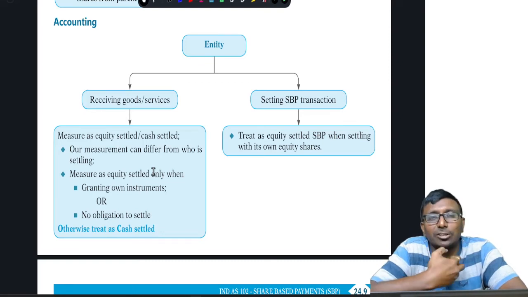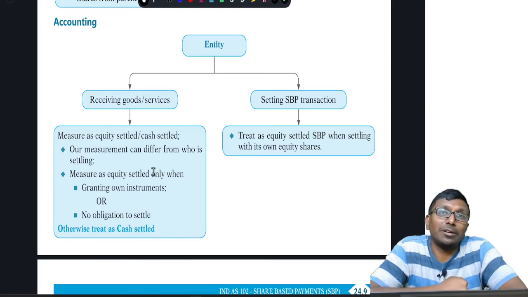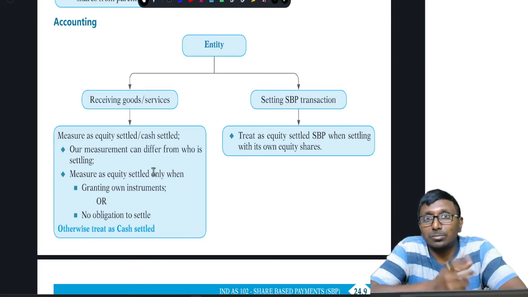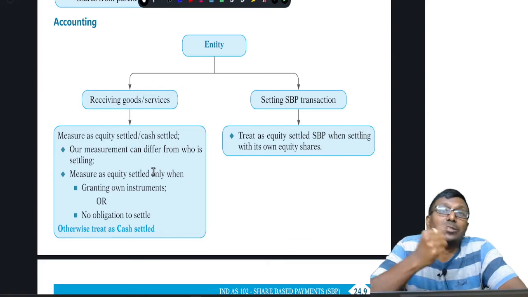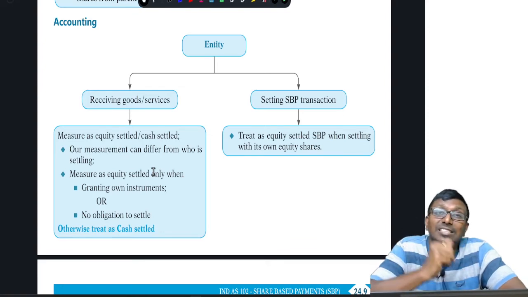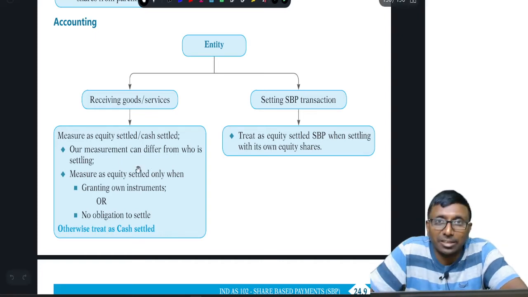Suppose the subsidiary is receiving the goods, but is not going to pay, is not going to issue any of its own shares. Then it is equity settled for them. But for the holding company, it is not receiving goods, but it is supposed to give the shares, then it is equity settled share based payment. If it is supposed to give cash or some other assets, then it is a cash settled share based payment for the holding company or parent company.